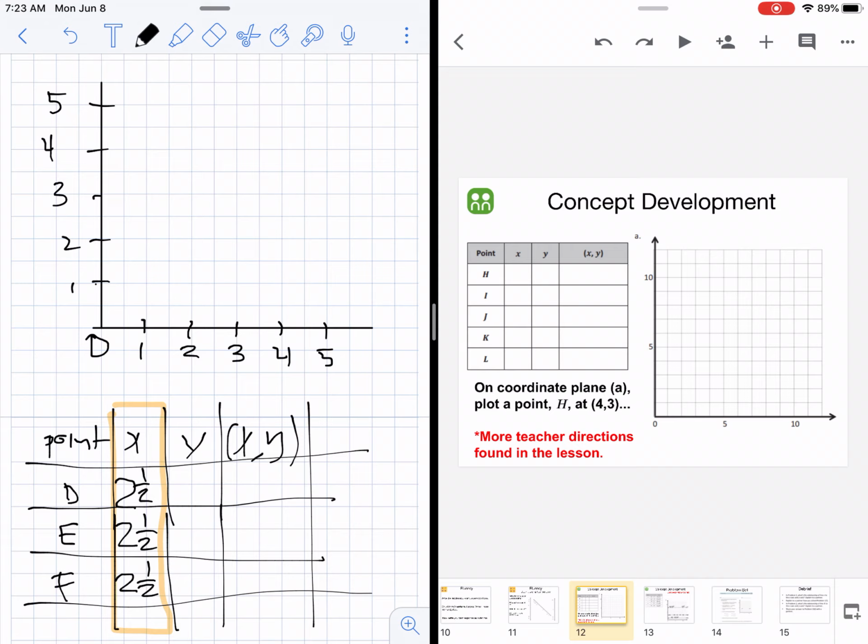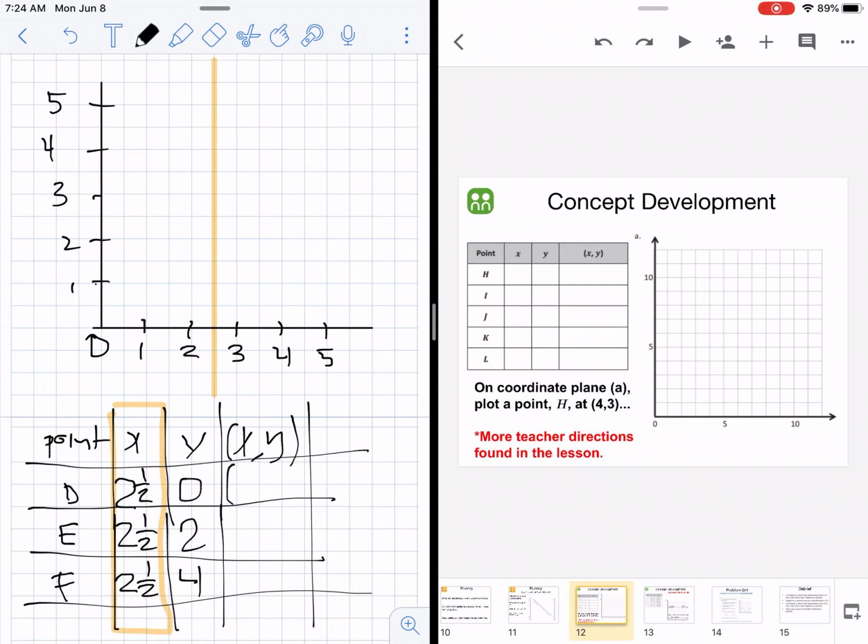So this tells me that all of our coordinates are going to fall on this line right here. That is the 2 1/2 line. I just went ahead and drew my line already. And now we're going to plot some points, D, E, and F. So point D is 2 1/2, comma, 0. E is 2 1/2, 2. And F is 2 1/2, 4.